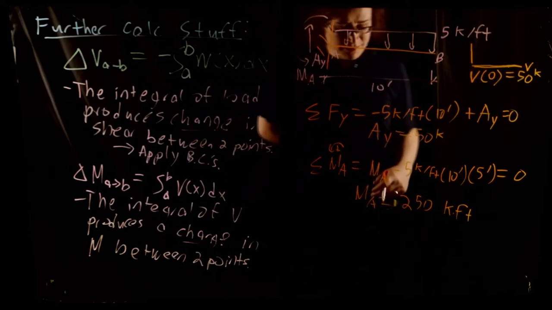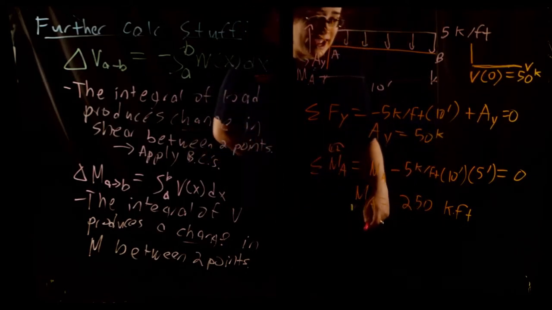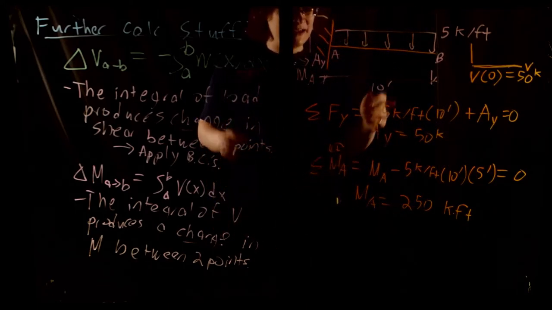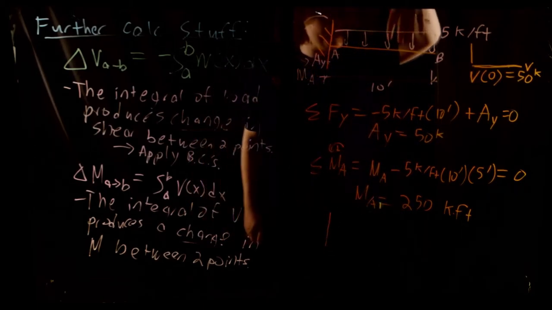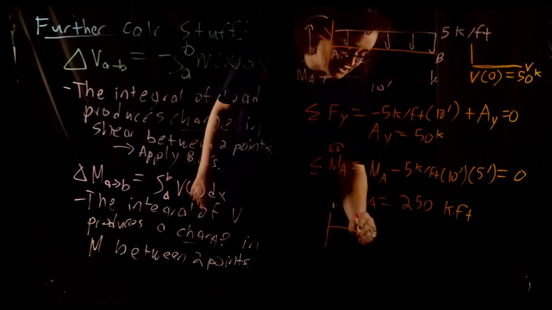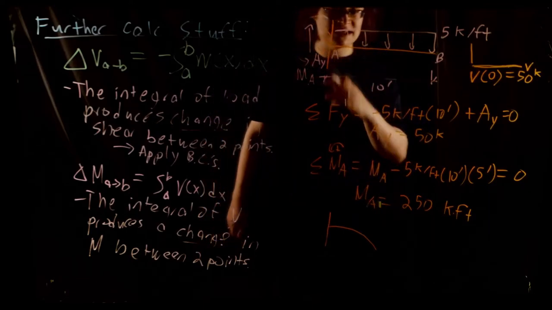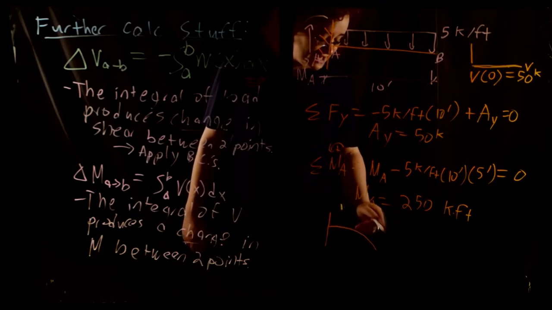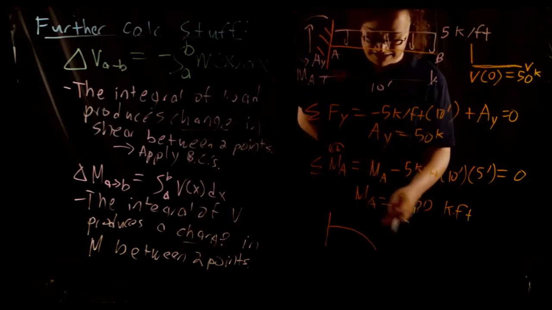However, M is going to be a little bit more interesting. I might be tempted to say that M at 0 is 250 kip feet, but think about what I know about curvature. This beam is going to be bending downward like this. So I know this beam is going to be in negative curvature. Even without doing any math at all, because this is a fixed beam or a cantilever beam, the moment should be negative throughout its length.